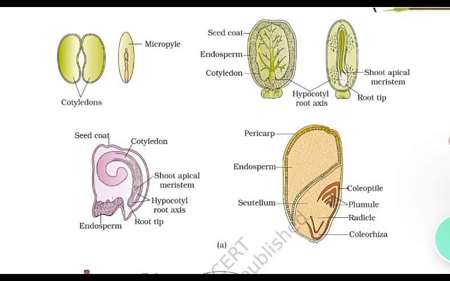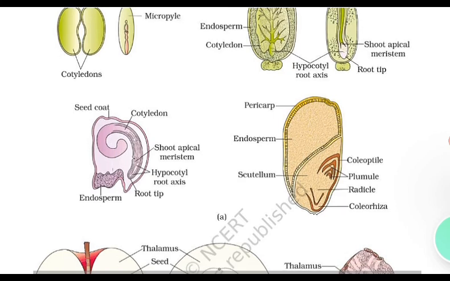At its lower end, the embryonal axis has the radicle and root cap enclosed in an undifferentiated sheath called coleorhiza. Lower end पे क्या होती है? At its lower end, the embryonal axis has the radicle and the root cap enclosed in an undifferentiated sheath called the coleorhiza. The portion of the embryonal axis above the level of attachment of scutellum is the epicotyl.